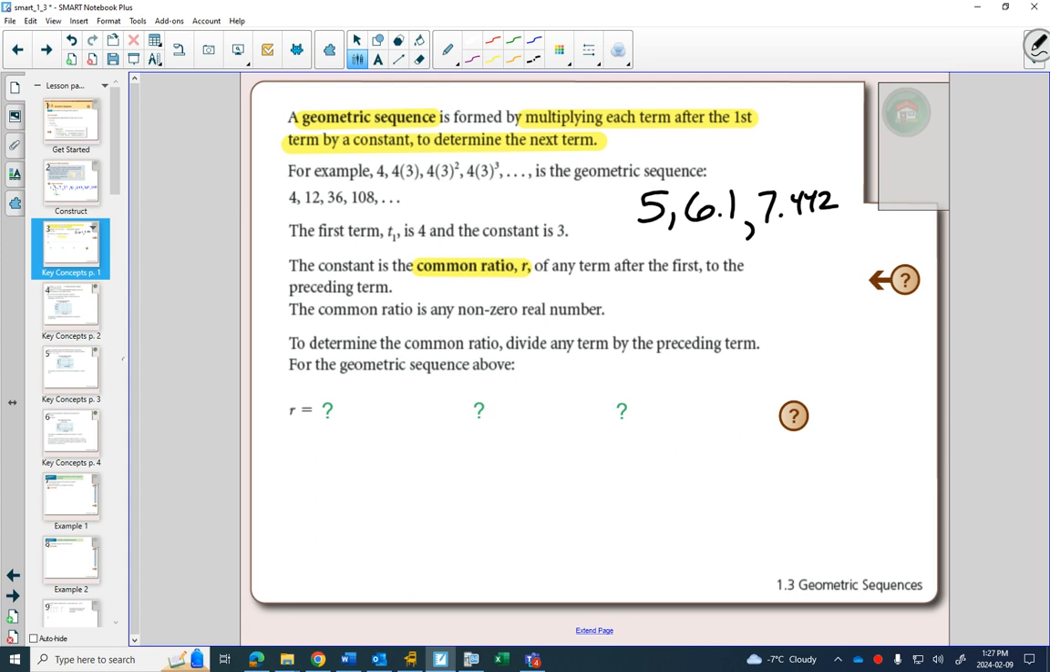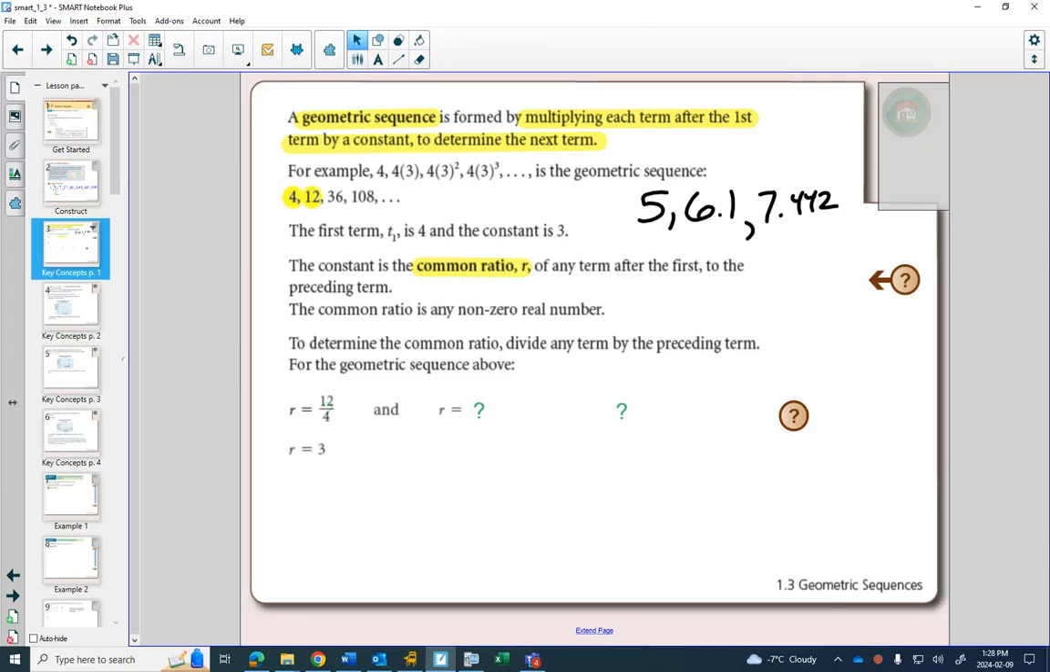So if the numbers aren't nice, you can always find the common ratio by dividing. If I multiplied 5 times something to get 6.1, I could go to my calculator and do, well, 6.1 divided by 5 is 1.22. Maybe I multiplied by 1.22. And then if you check this divided by this, it comes out to 1.22 again.